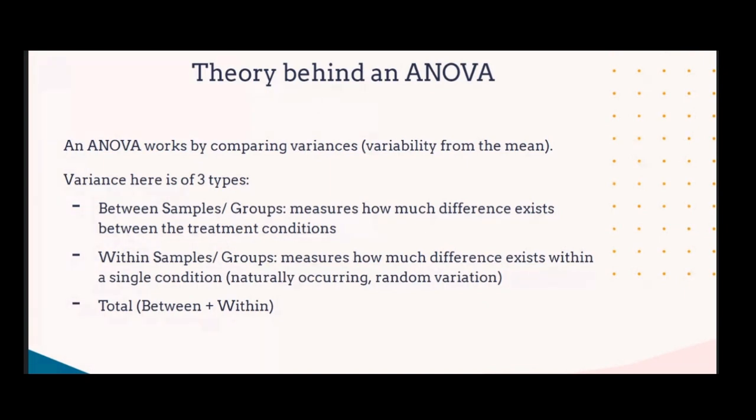As the name suggests, between samples variance basically measures how much difference exists between the treatment conditions. By treatment conditions, I mean your 3 groups, 3 or more groups. So let's go back to our medication example.